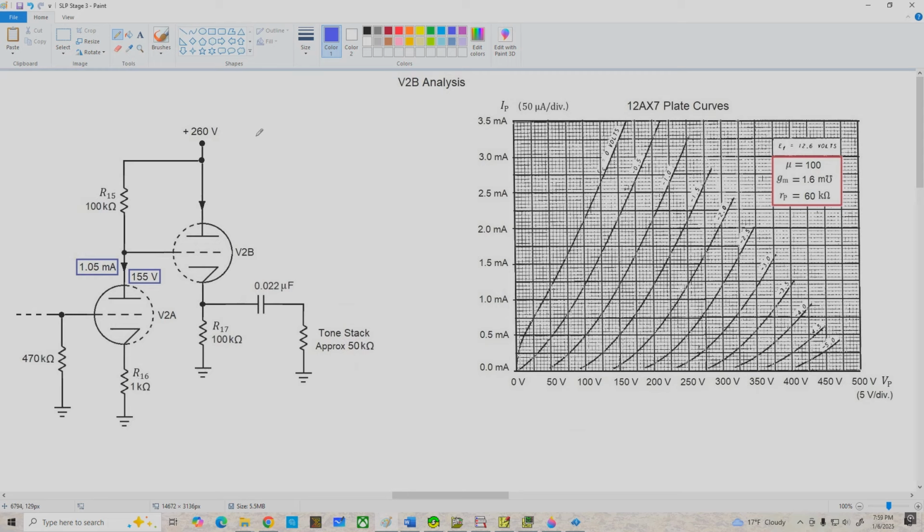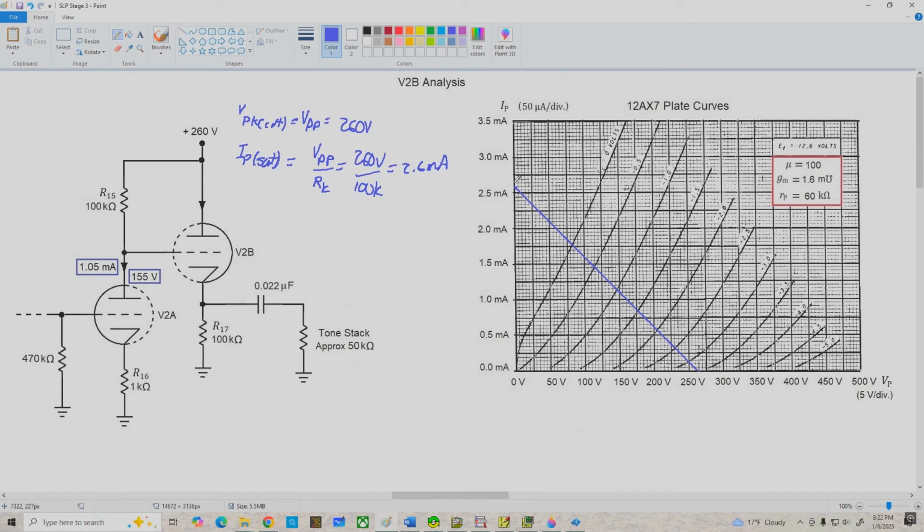So we're going to have the same DC load line over here, and that gives us VPK cutoff equals VPP equals 260 volts. Again, IP sat is VPP over RK, 260 volts divided by 100k is again 2.6 milliamps. And let's draw our DC load line, 2.6 milliamps to 260 volts. And there we go.